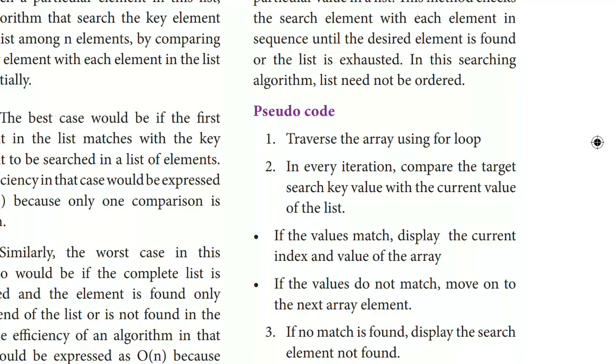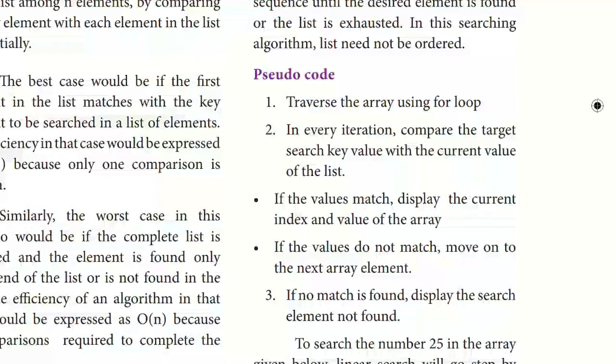In an array you'll have a number of elements, and traversing means at least accessing the elements of the array once. This is known as traversing. So the first step is traversing through the array with a for loop. The next step is, in every iteration, compare the target search key value with the current value of the list.